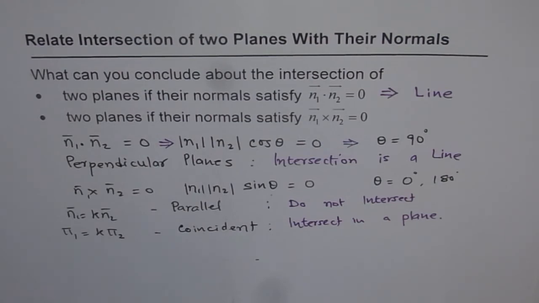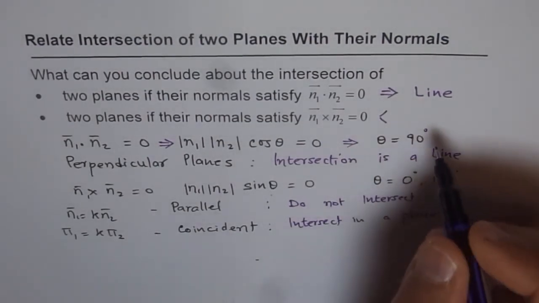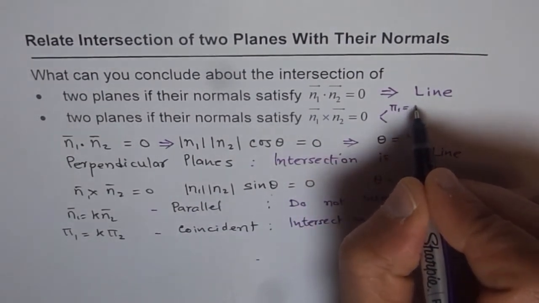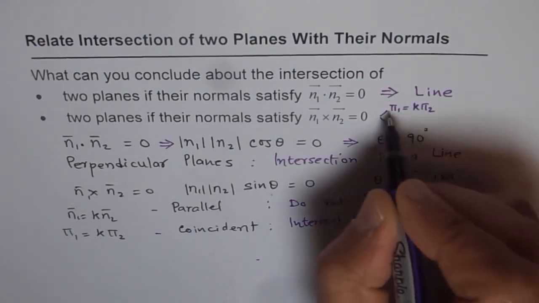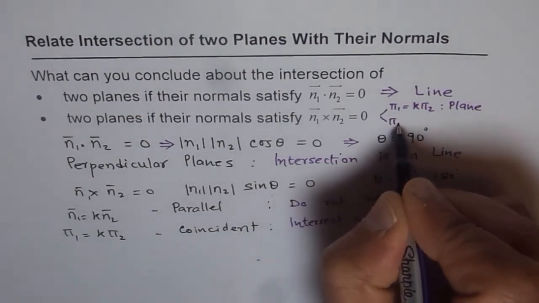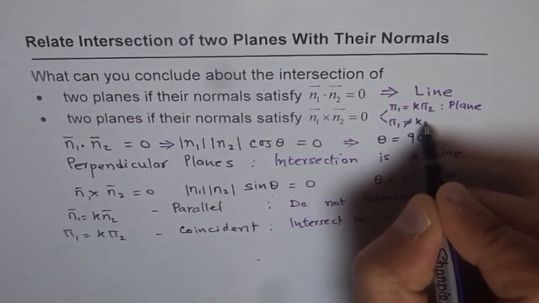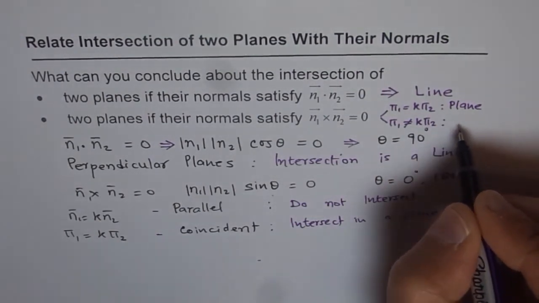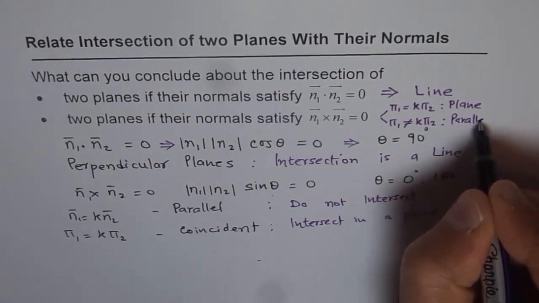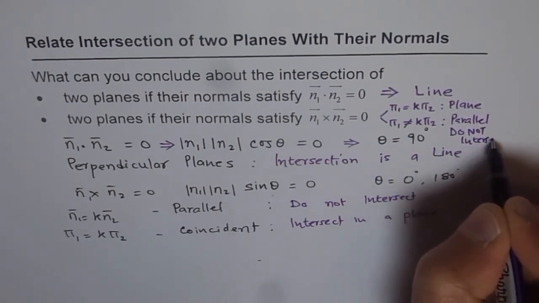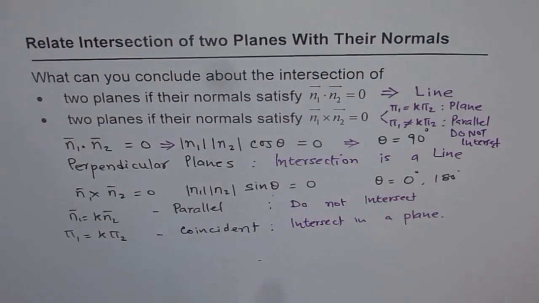So here we have two cases, depending on whether pi 1 equals k times pi 2 or not. If it is so, then the intersection is a plane. But if the whole equation of pi 1 is not a scalar multiple of the other equation, that means they are different planes, they are parallel. So they are parallel planes and do not intersect. Is it okay? So that is how we can summarize or conclude from these given questions.